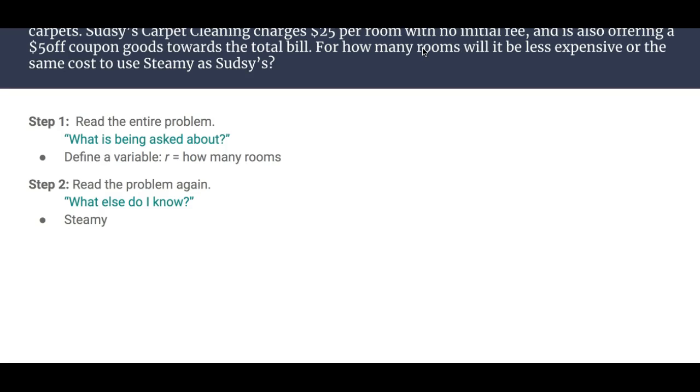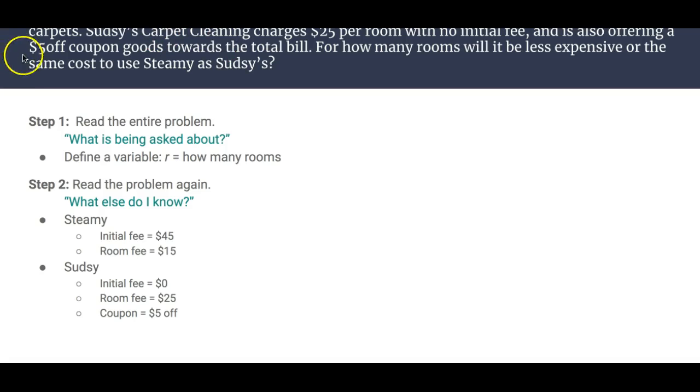All right. What else do we know about Steamy? There's an initial fee. That's the constant, ladies and gentlemen. And then it says $15 per room, so our variable term is going to be 15x. For Pseudocy, there is no initial fee, right? The room fee is $25 per room, but then we got this $5 off coupon. So we got the initial fee, but we got $5 off of whatever the total cost is.